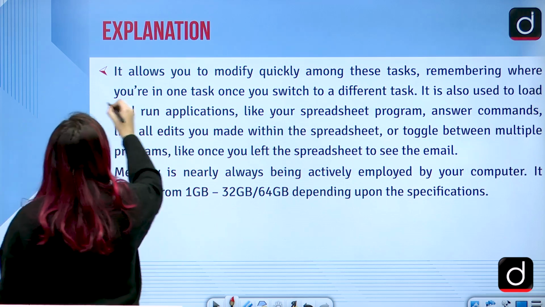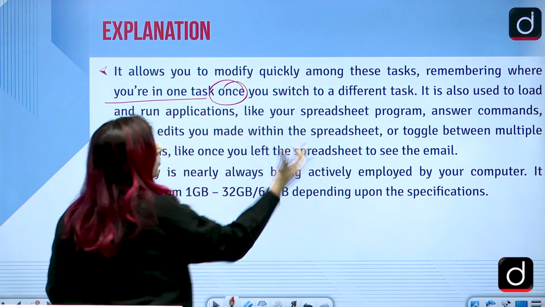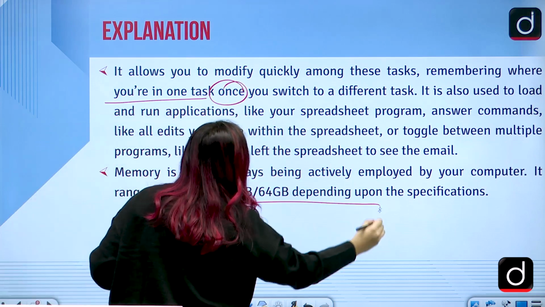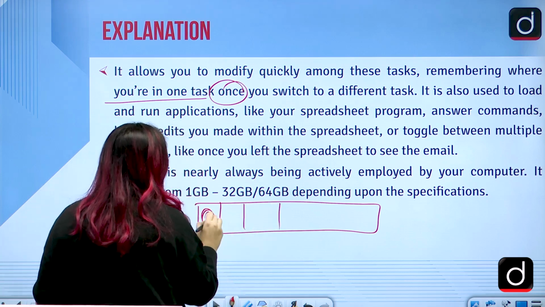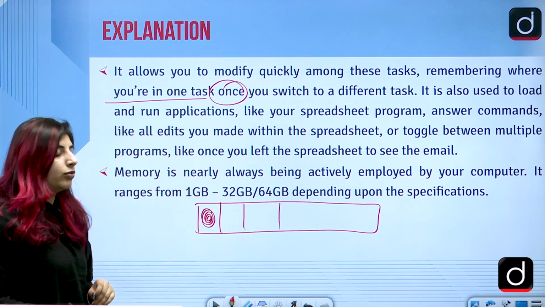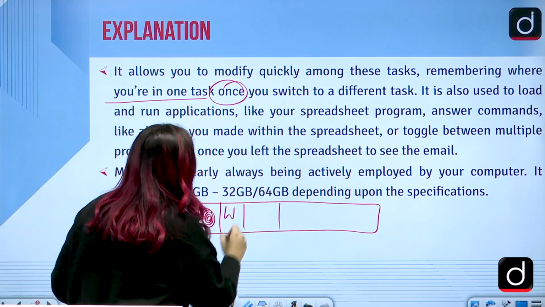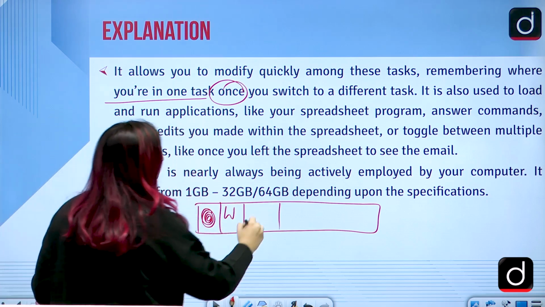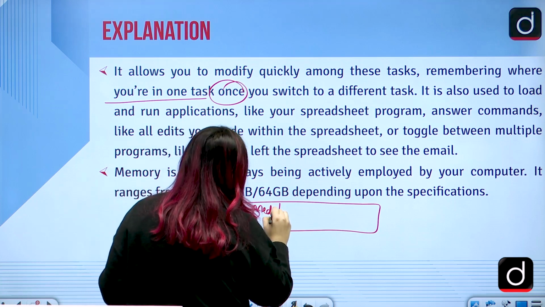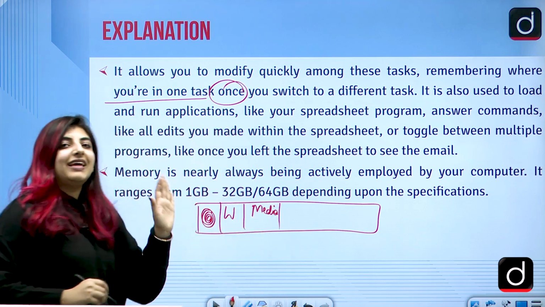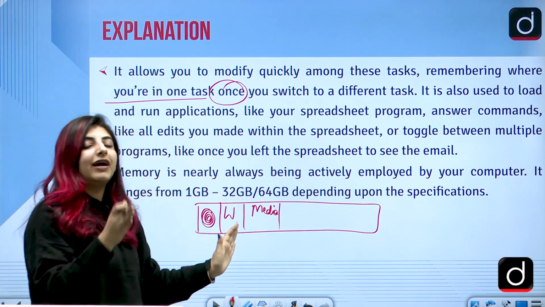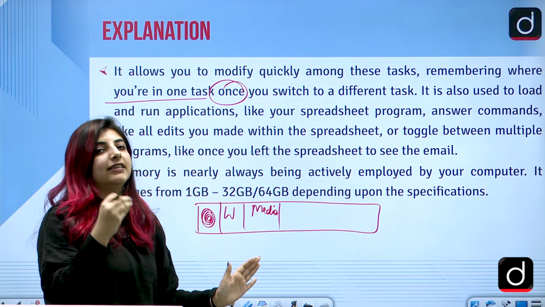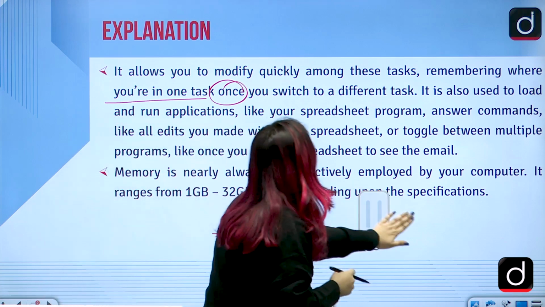Remembering where you are in one task once you switch to a different task. So in a taskbar, we have different programs open, right? Here we have Chrome, Google Chrome. Another we have Word, correct? On the other hand, we have Windows Media Player, correct? So it lets us know that if we want to switch from one thing to the other, it helps us move from one task to the other. So multitasking is an option which comes with RAM.